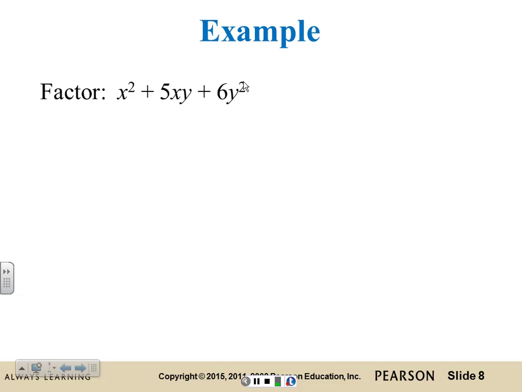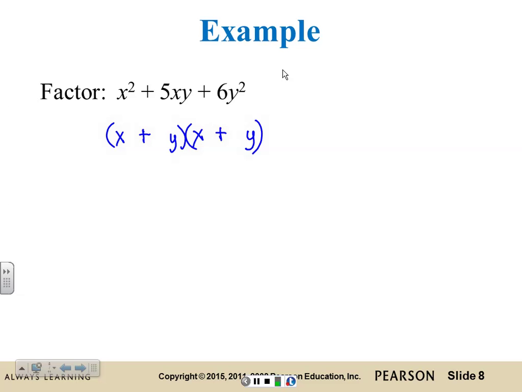What about multiple variables? What are we going to do with that? Well, watch what happens. It's a trinomial. My leading coefficient's 1, so I'm still going to do the same process. Open up two sets of parentheses. My signs are going to be plus and plus. And then I'm going to take the square root of x squared and put that up front. But I'm also going to take the square root of the y squared and put that back there.